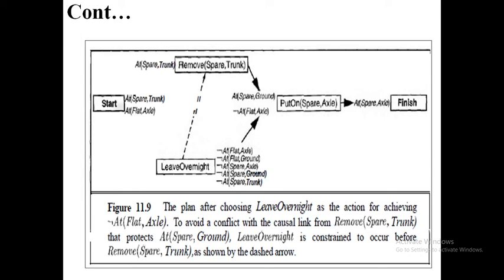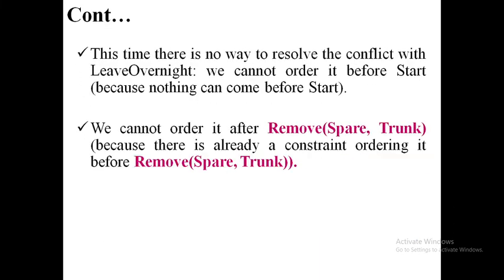There is a conflict. After choosing leave overnight as the action for achieving that the flat tire should not be at the axle, to avoid a conflict with the causal link from the remove spare trunk that protects the spare on the ground, leave overnight is constrained to occur before remove. So in order to do this, the flat tire is available at the axle but should not be. Here we have to satisfy this. For this we have to choose this, but it is a wrong decision. Then what is a good decision? See this, I will go to the diagram.